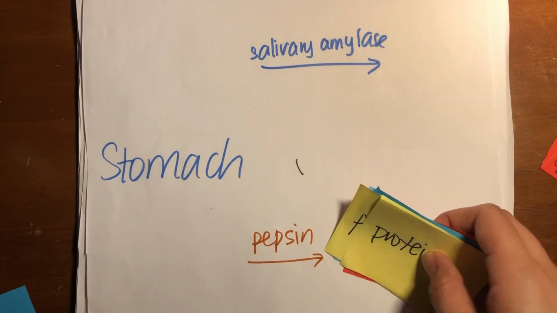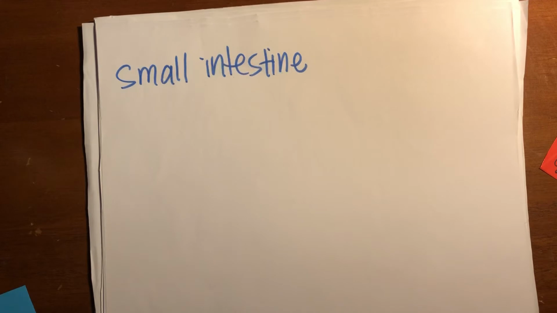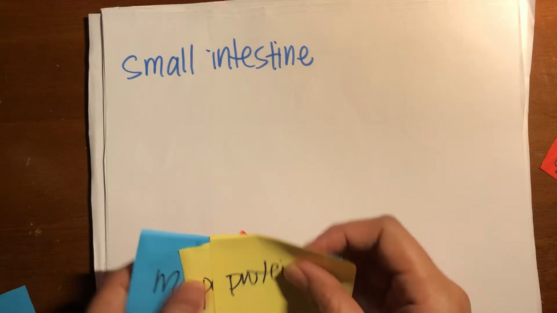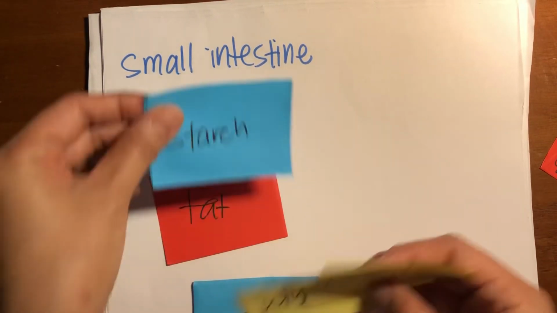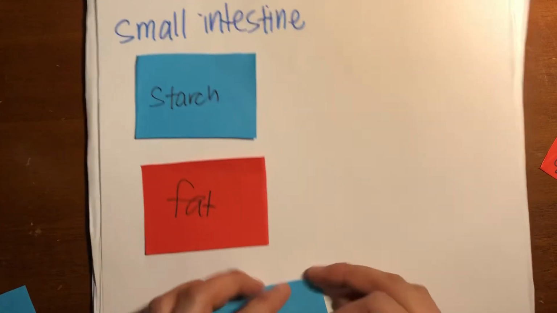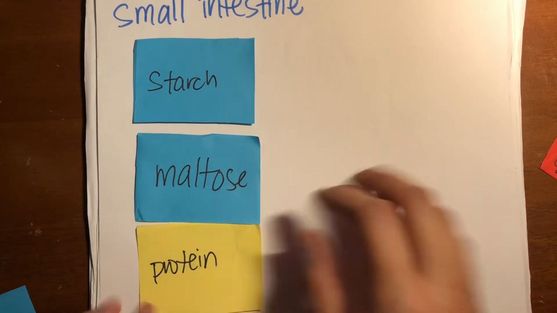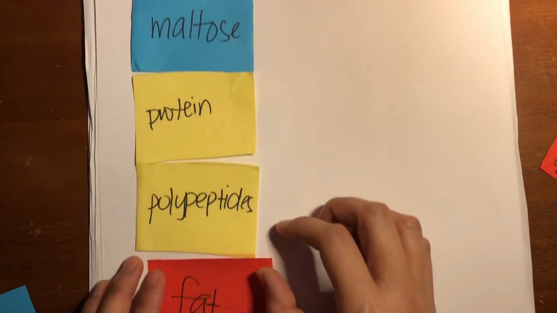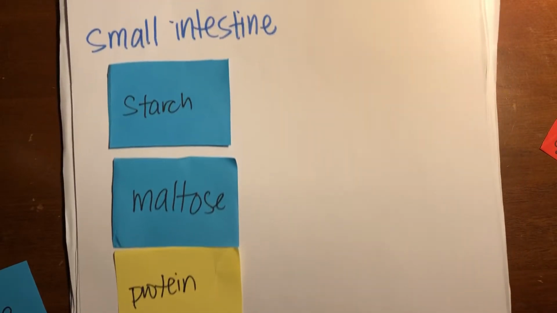Now we go into the small intestine. Now in the small intestine, complete digestion will take place. So you've got the starch, you've got the maltose, you've got the proteins, and you've got the polypeptides. And until now, you have the fat molecule. So let's begin.